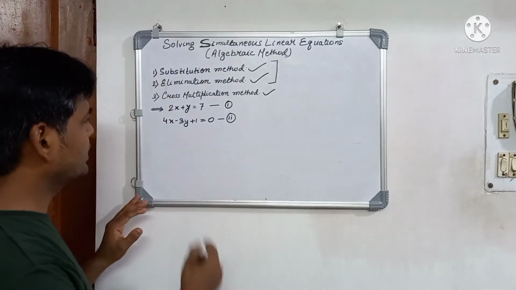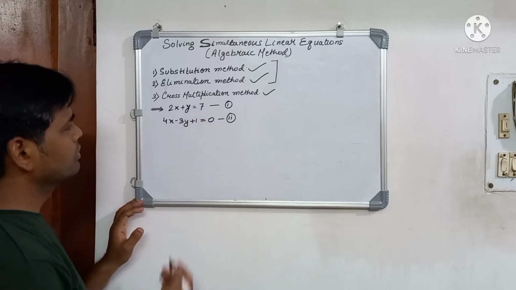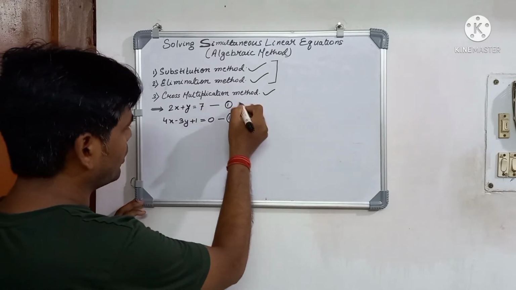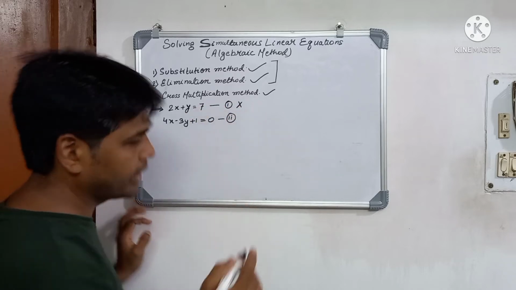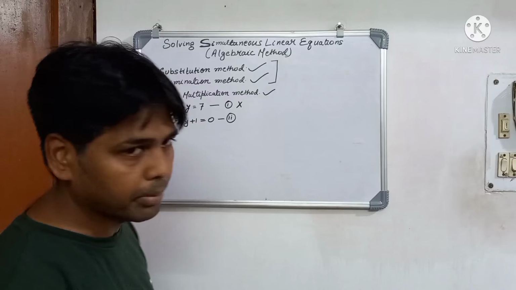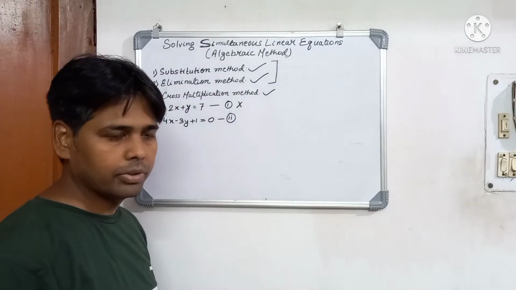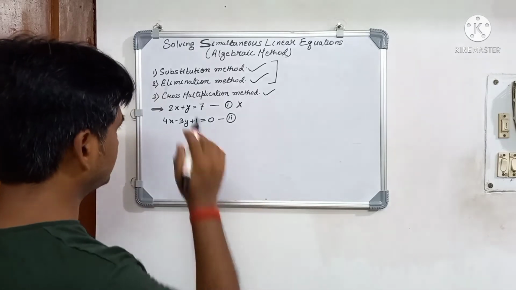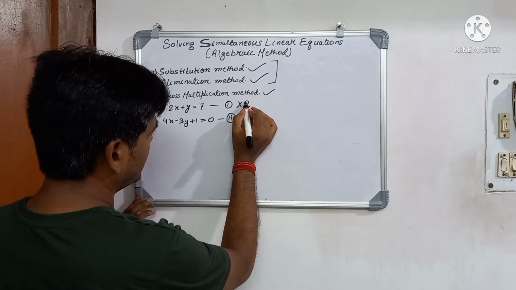So let us not waste time and see. In order to eliminate, what we have to do is multiply one of the equations. Let us say I am multiplying equation number 1. I have taken the same example, the example which was used in the solution of the substitution method. So here I am going to multiply equation 1 by 2.